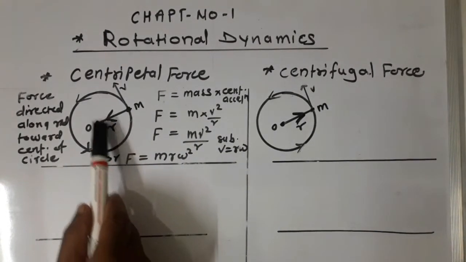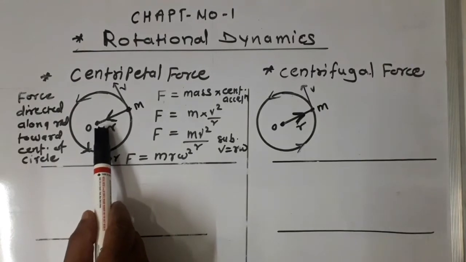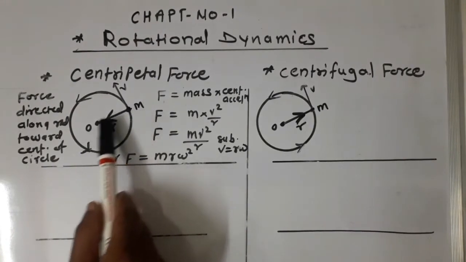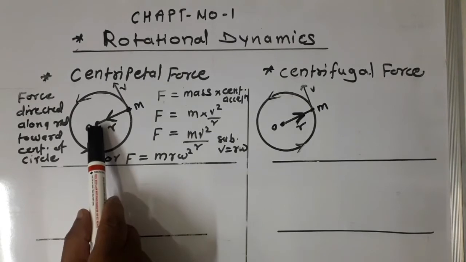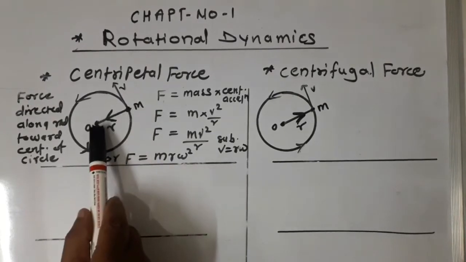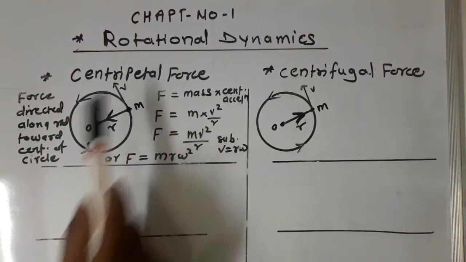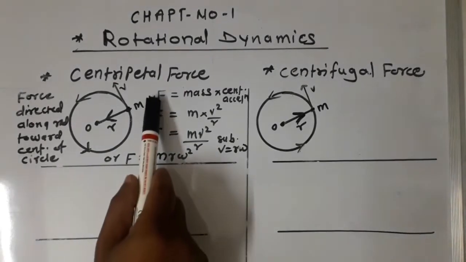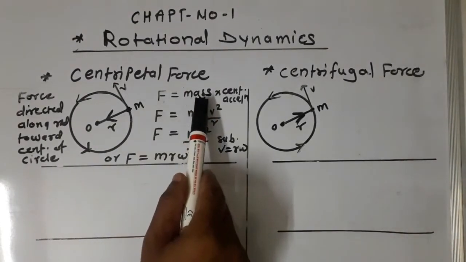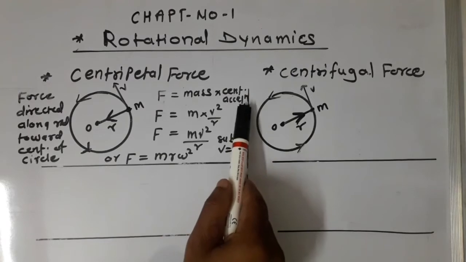A particle performing UCM is acted upon by a force directed along the radius towards the center of the circle. See, this arrow towards the center of the circle is called the centripetal force. Then centripetal force is nothing but what? It is the product of mass and the centripetal acceleration or radial acceleration.